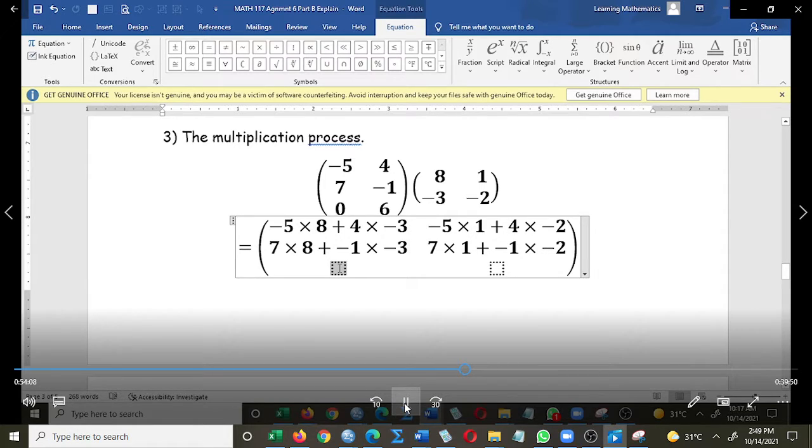0 times 8. Okay, because we're on the third row, but we have the first column there, so we use the 0 and the 8, and we have to do a plus. So we use the 0 with the 8. Yeah, we use the 0 with the 8. What now?